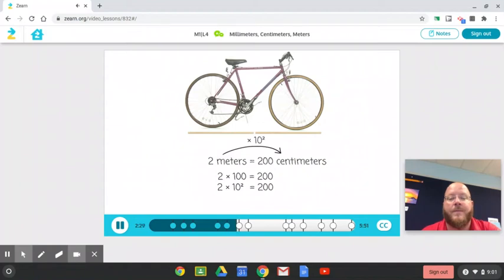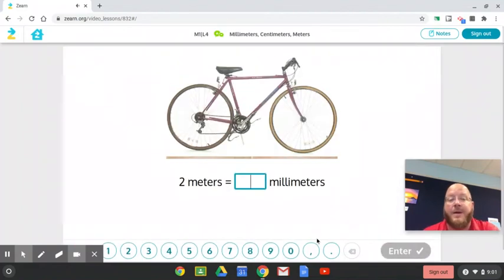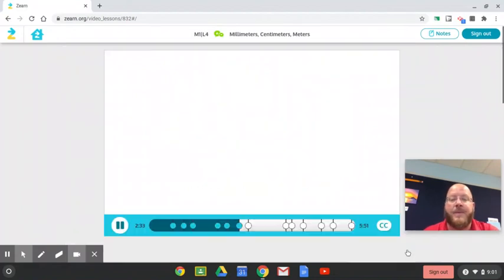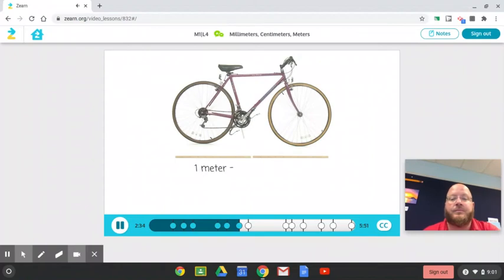Now, find the length of the bike in millimeters. Okay, so now it's going to be a little different. She said there's 1,000 millimeters in 1 meter, but we have 2 meters, so that means there's 1,000 in this stick and 1,000 in this stick, so that makes 2,000 millimeters total. 1 meter equals 1,000 millimeters. So 2 meters equals 2,000 millimeters. Write the multiplication equation we used to convert 2 meters to 2,000 millimeters.